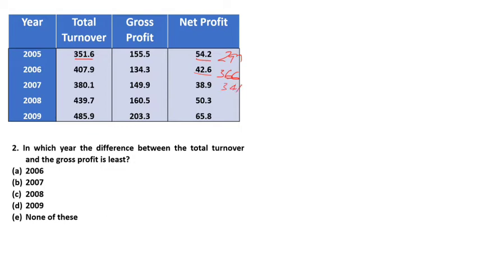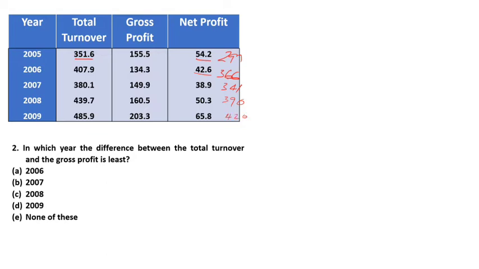341. And here it is 439.7. So I can make it as 440 minus 50. So approximately it becomes 390. And here it is 485.9. So I will make it as 486, and 65.8 I can make it as 66. So the difference is approximately 420. So these all are the differences.